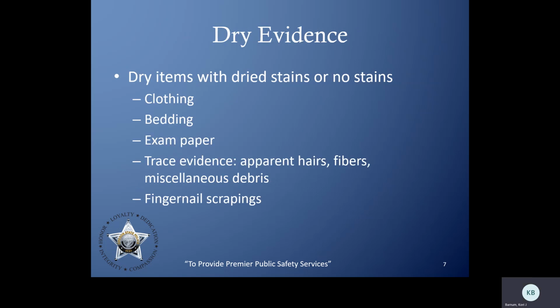Let's talk about dry evidence first. Dry items have either no stains or stains that are dried and stable. Often we see this on clothing, bedding, the exam paper that you may have had the patient undress on, or that they may have been examined on top of. Any trace evidence that you observe during the exam, apparent hairs, fibers, or miscellaneous debris, and fingernail scrapings would all fall under that category of dry evidence.